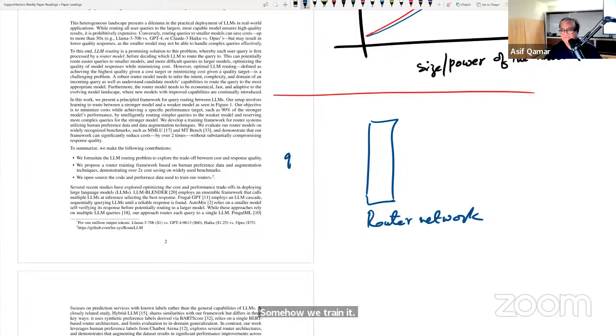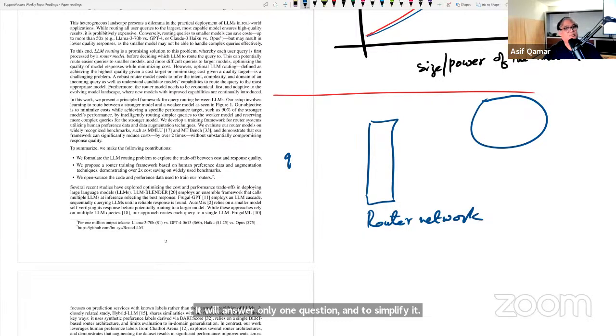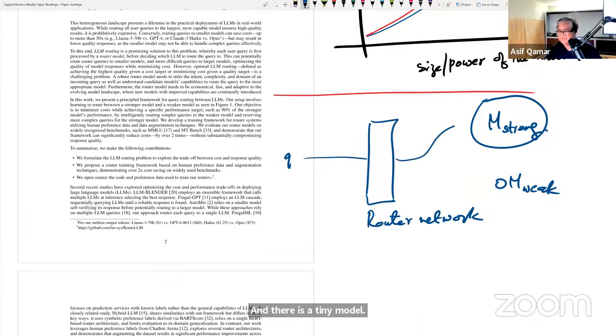And to simplify it, imagine that here is a big model, right? A strong model. It gives you strong performance. And there is a tiny model. And the question is, which of the two do you want to route it to? Because if you can solve it in the binary situation, then you can solve it.